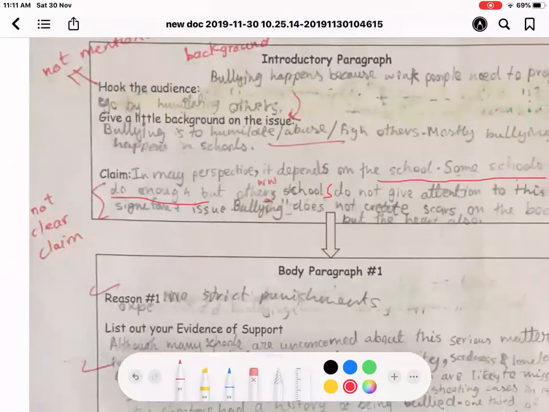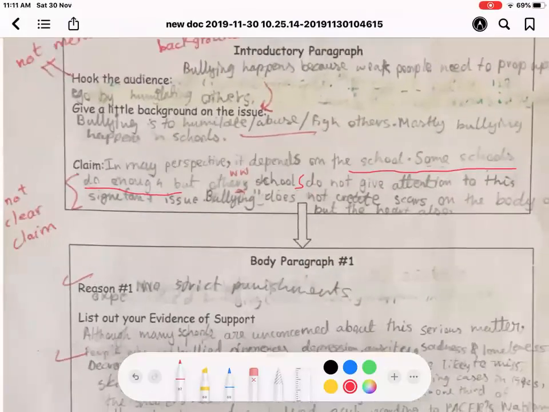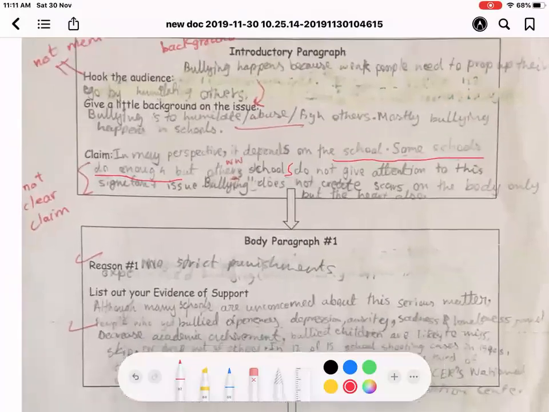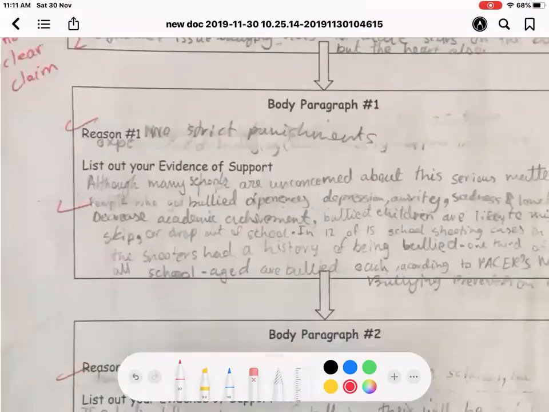So the student's claim wasn't very clear. He didn't stick to one of the sides. He didn't say whether yes or no. He was in the middle. It was a diplomatic answer, so it's not a clear claim. And it also still has mistakes here, but no problem. We do not concentrate on mistakes when it comes to the graphic organizer type.